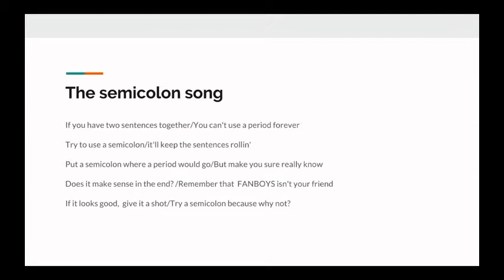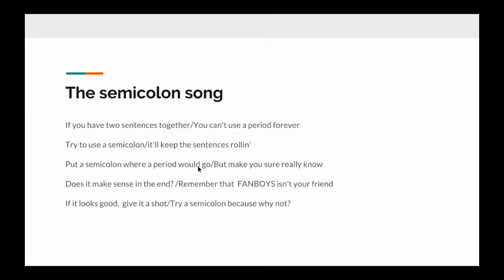So, from the top, if you have 2 sentences together, you can't use a period forever. Try to use a semicolon. Keep the sentences rolling. Put a semicolon where the period will go. But make sure you really know, doesn't make sense in the end. Remember that fanboys isn't a friend. If it looks good, give it a shot. Try a semicolon because why not?